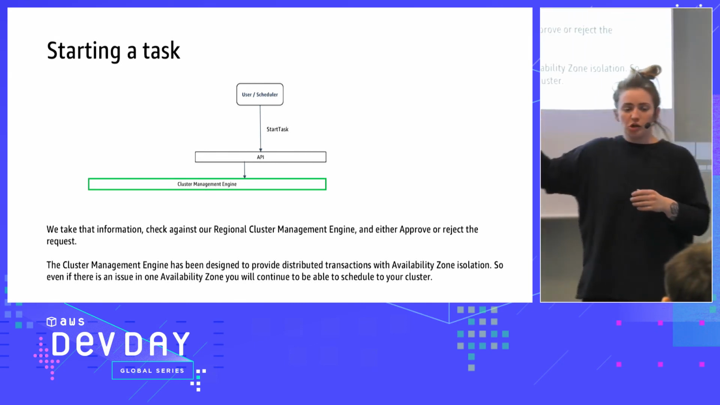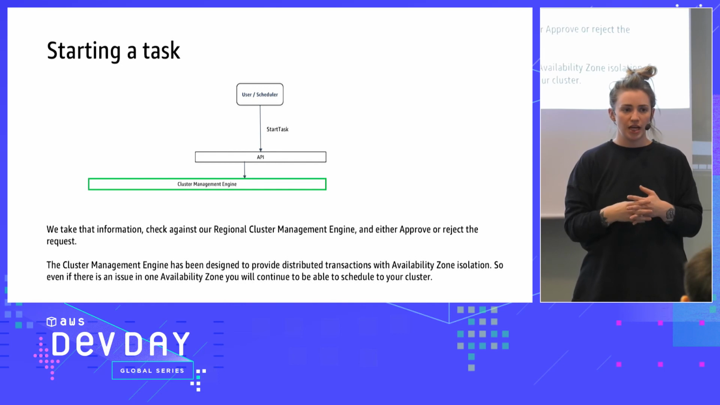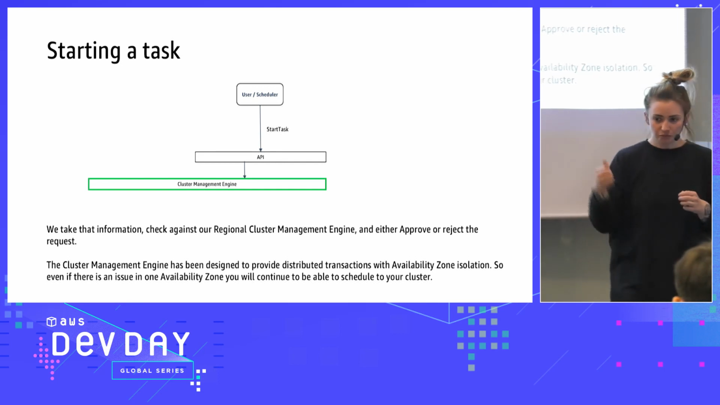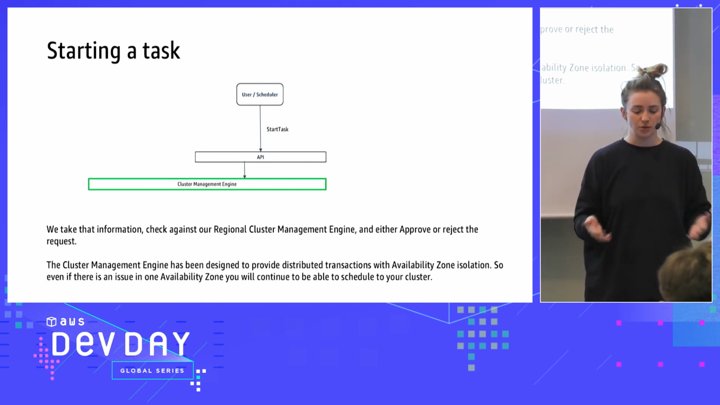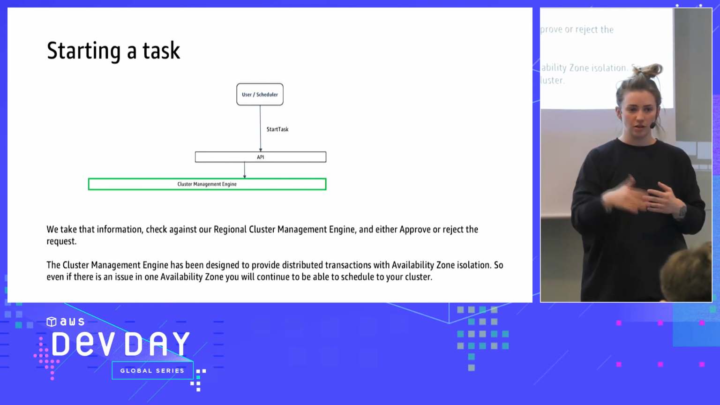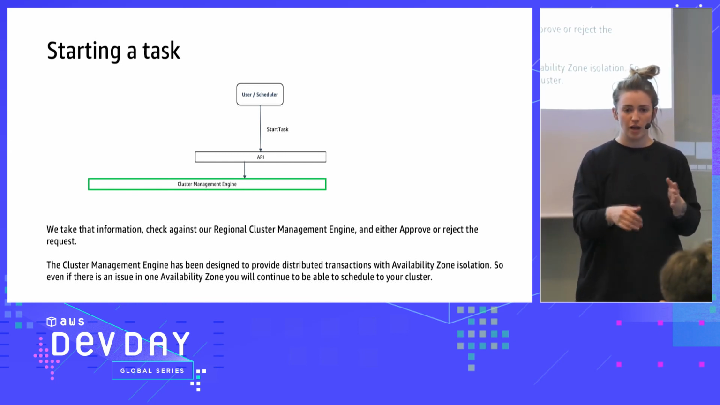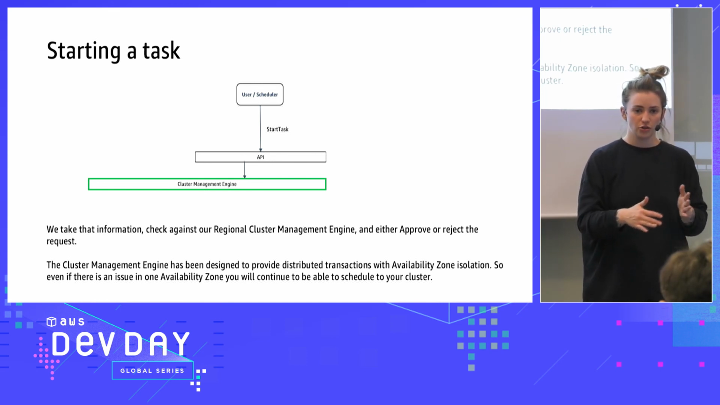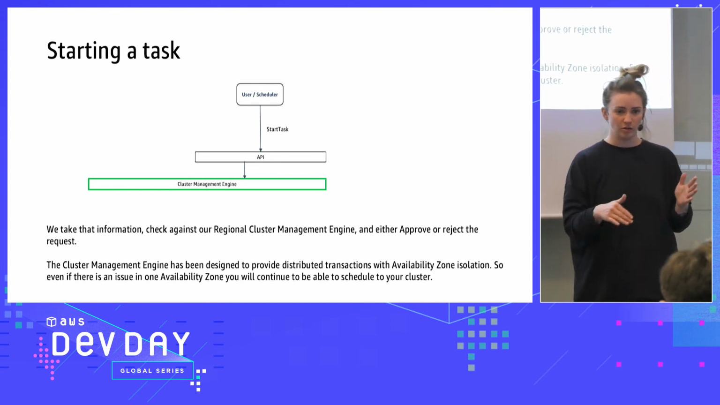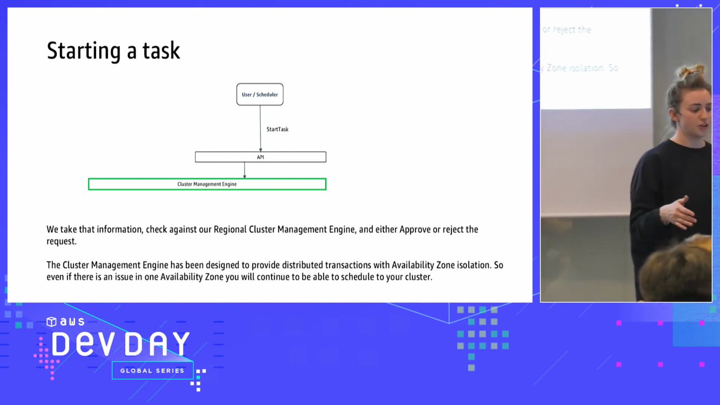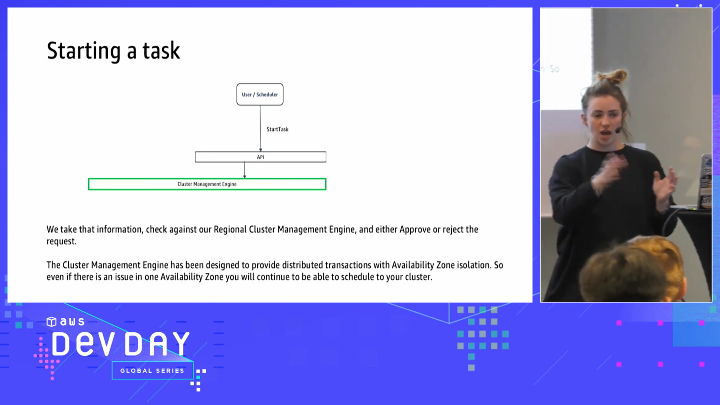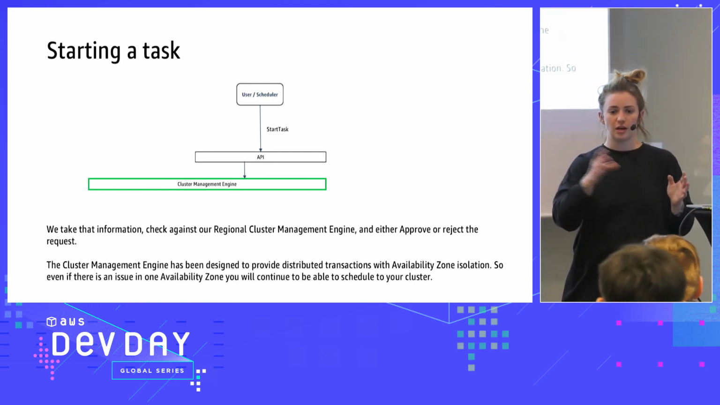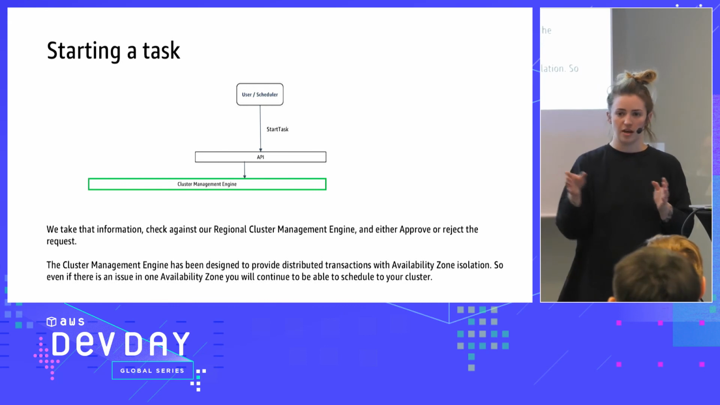People have asked about high availability here before. If you have one availability zone that is not functioning, the cluster management engine will continue to schedule tasks, but not in that availability zone. So if there's an issue, it just won't schedule in that availability zone. There's some fault tolerance that goes on there. Basically, it is isolated, so it is not availability zone dependent. It schedules in each of them independently.